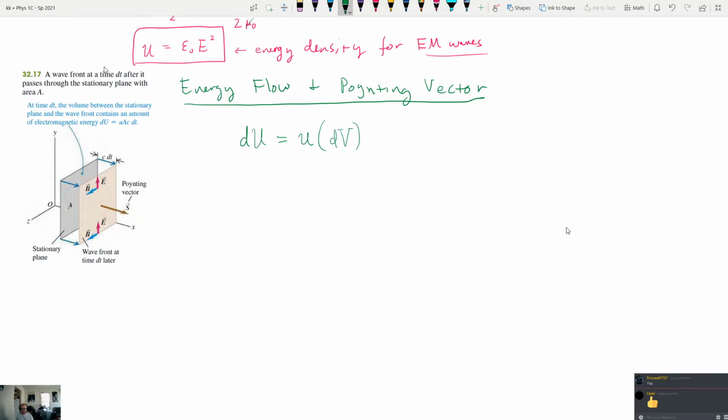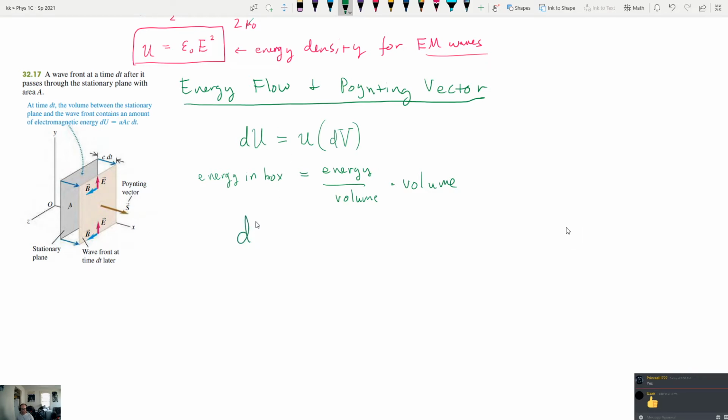So this little u is going to be the energy density. The big U on the left-hand side is going to be the total energy. Okay, if this equation is confusing, what it's saying is the energy in the box is equal to the energy per unit volume times the volume, right? That's all we're saying basically.